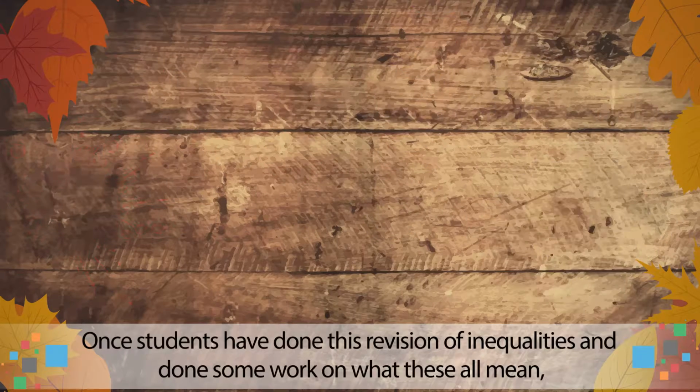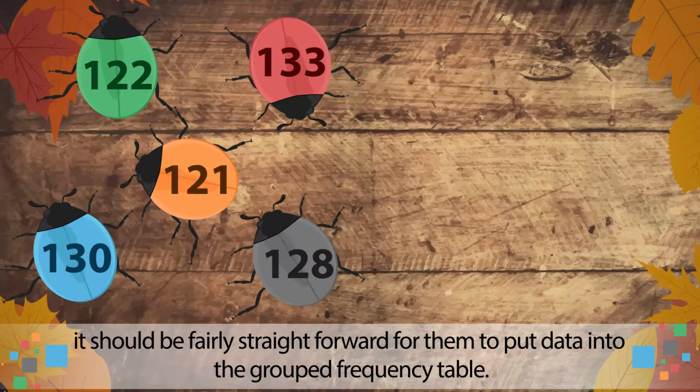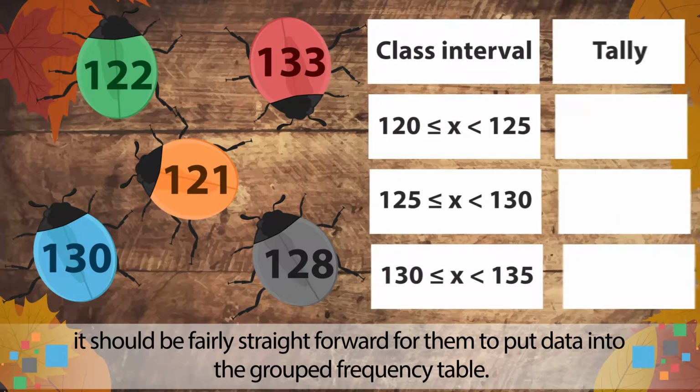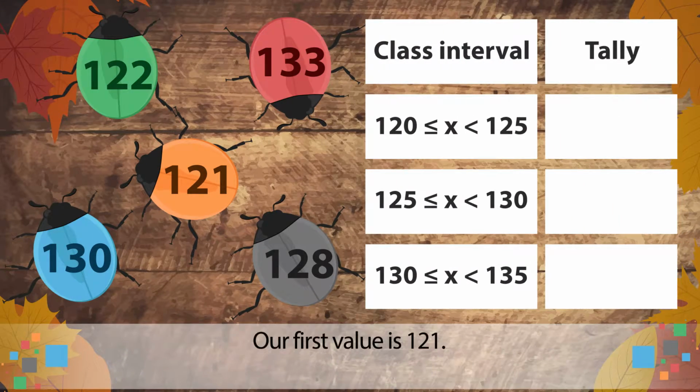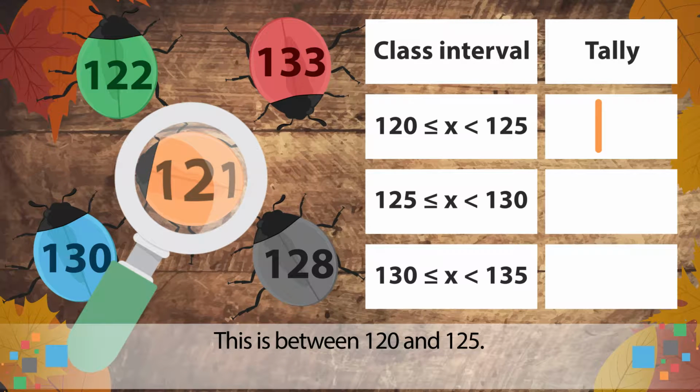Once students have done this revision of inequalities and done some work on what these all mean, it should be fairly straightforward for them to put data into the grouped frequency table. Our first value is 121. This is between 120 and 125.